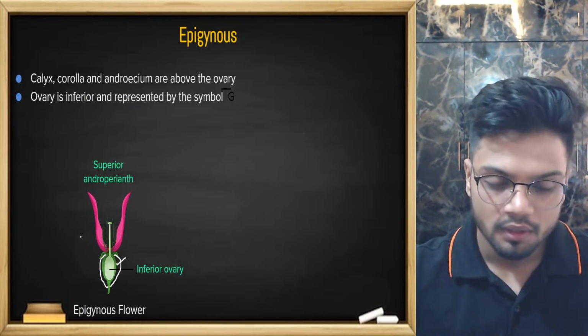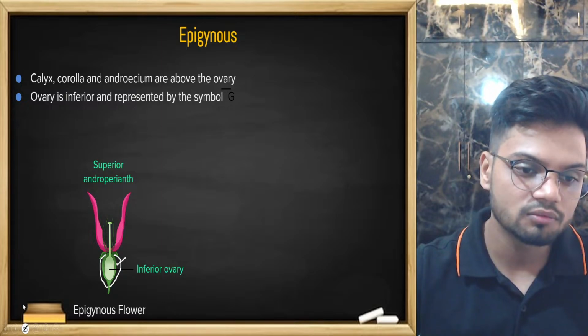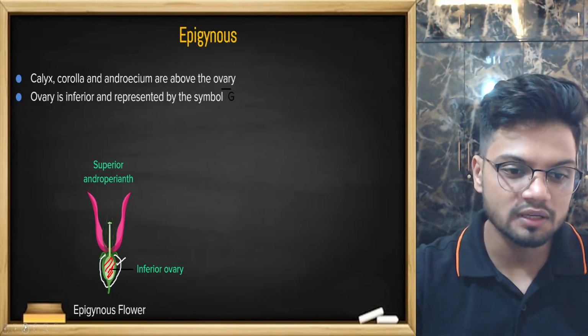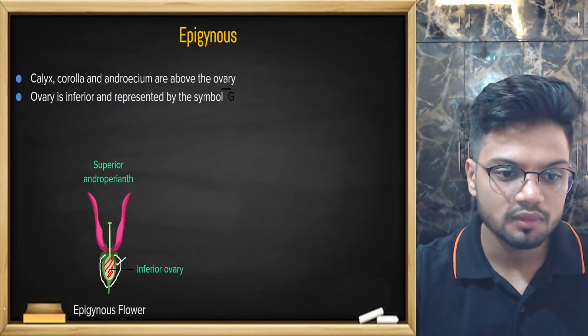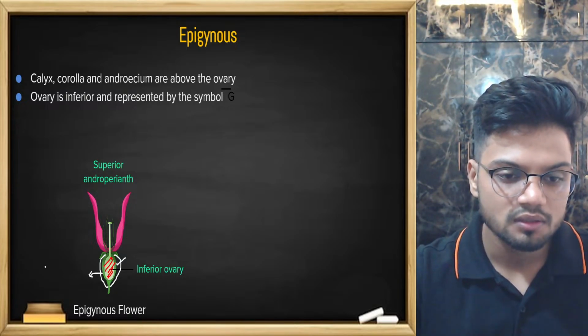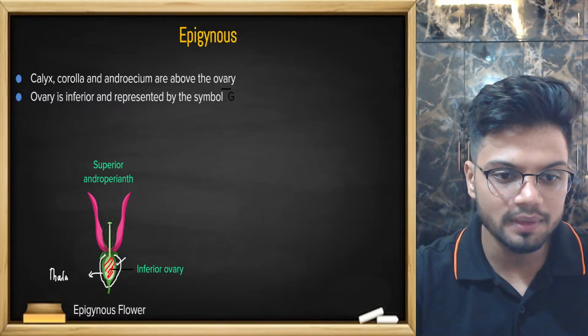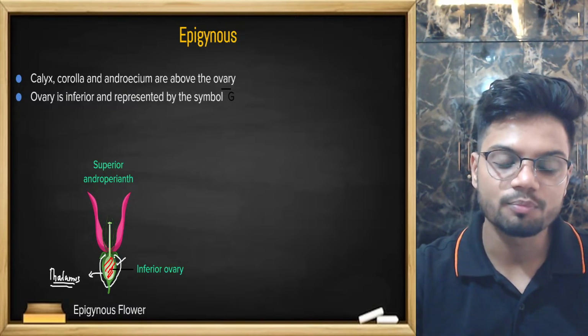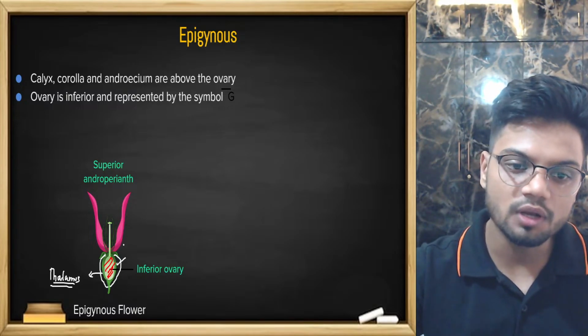If you can see here, the ovary is completely on the inside now, nowhere seen on the outside. The ovary wall or the thalamus is completely engulfing or covering the ovary here, and it is present at the bottom, and all the floral appendages are at the top.